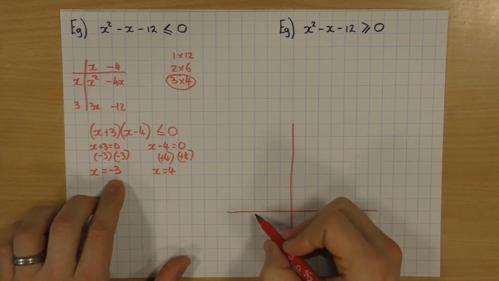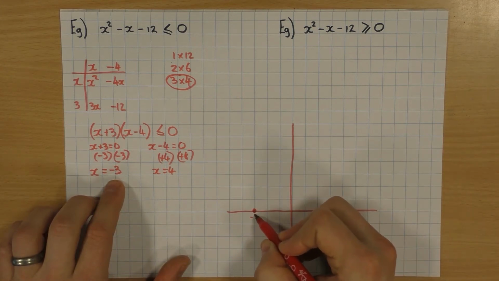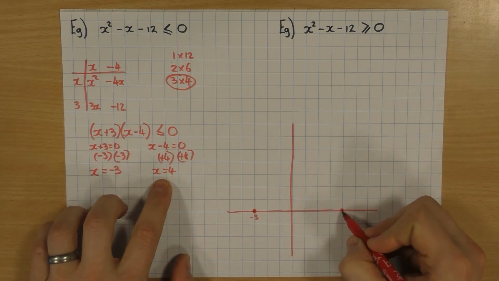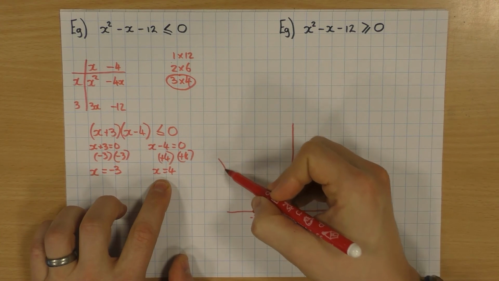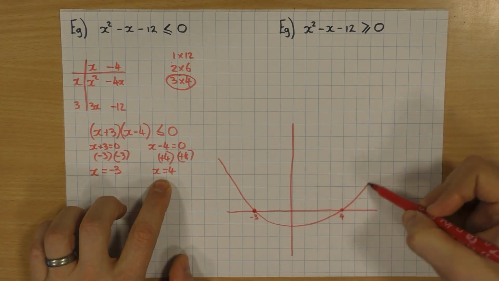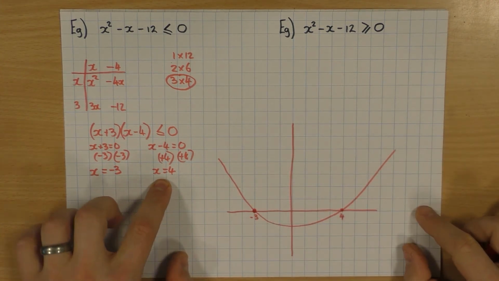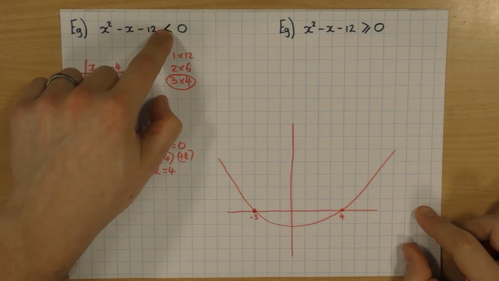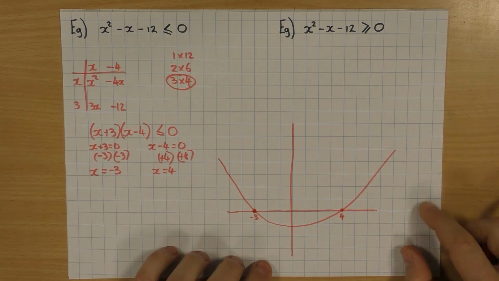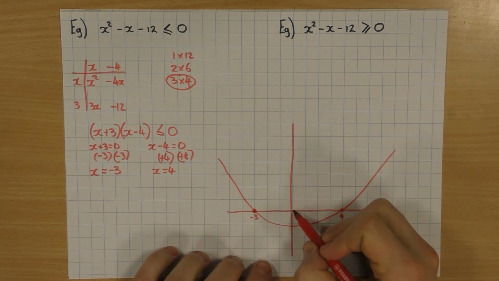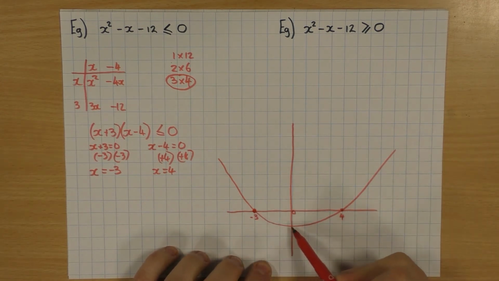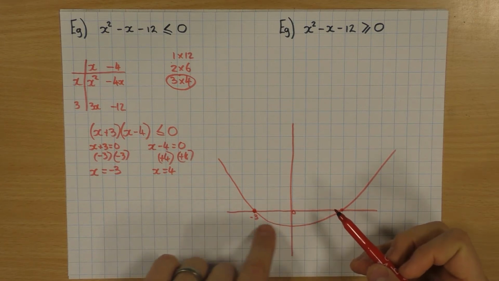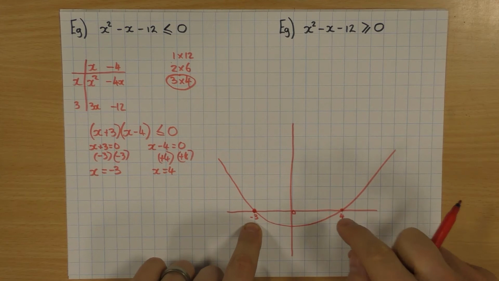So I've got x is minus 3. So there's my minus 3. And it crosses the x-axis at 4. So there's 4. And again, just do a very quick sketch of what it looks like. It doesn't have to be perfect, it's just to give you the idea. So again, when is this quadratic less than 0? Well, again, there's the 0 on the y-axis, so it's this part here that is less than 0. So it's when a number, or x, is between minus 3 and 4.